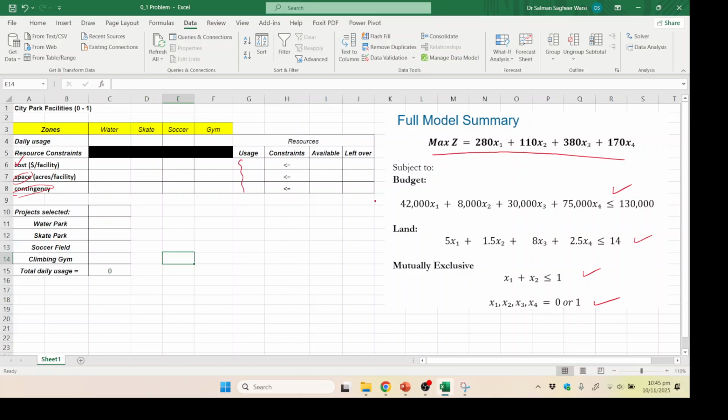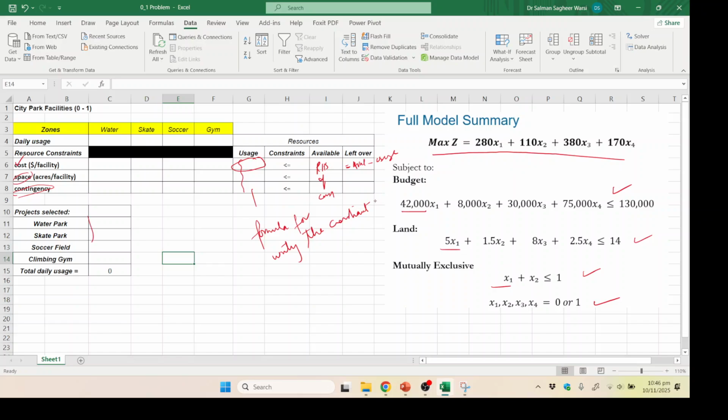Okay, and then we have here something called the usage. What is this? Basically, in this usage, we will write the formula for the constraint equation. And these are our constraint equations. So we will plug the formula into these cells, and this is the available. This is basically the right hand side of the constraints. This leftover is what was available minus the usage. This is the leftover.